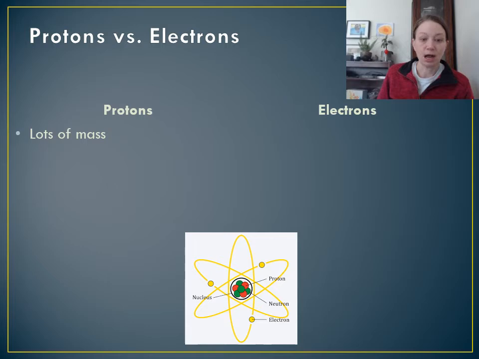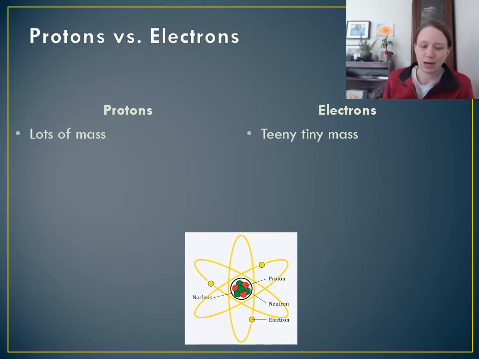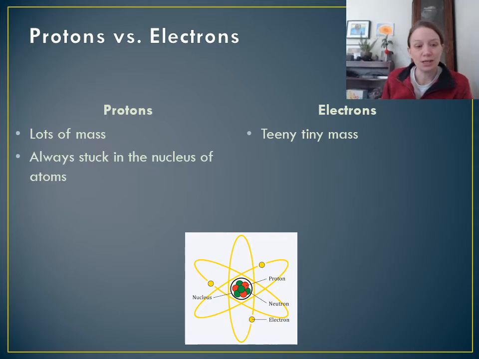Protons have a lot of mass compared to electrons. They're actually the largest component of the mass of atoms, whereas electrons have teeny tiny mass. So if you took out all of your electrons and put them on a scale, and you took out all your protons and put them on a scale, your mass would pretty much be made out of protons with a tiny bit of electrons. The protons are stuck in the nucleus of each atom, so they're bound together in a little ball or packet.